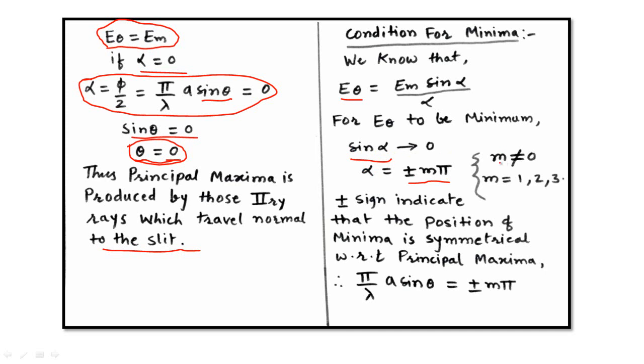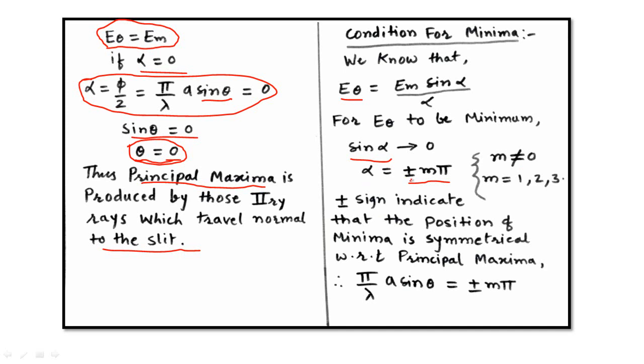But here this m cannot take value starting from 0. Why? Because otherwise it would become the condition for principal maxima. How? Because here if I substitute m is equal to 0, then this alpha will be equal to 0, and alpha equal to 0 is the condition for principal maxima. So here m can take values starting from 1, 2, 3 and so on, but m cannot take value 0. So this is the condition for minima.